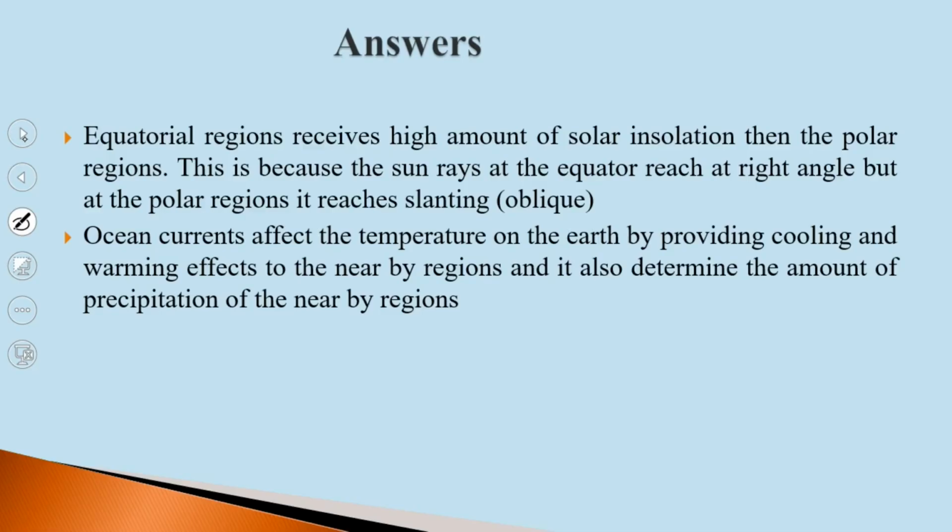Ocean currents play a great role in determining the amount of precipitation on the Earth's surface, in addition to the warming and cooling effect on the nearby regions.